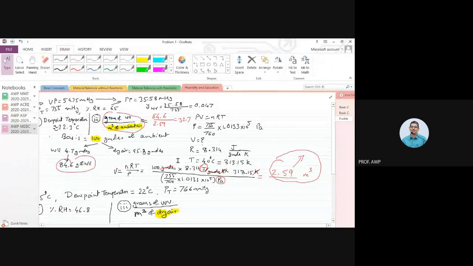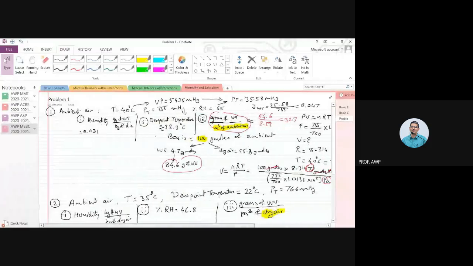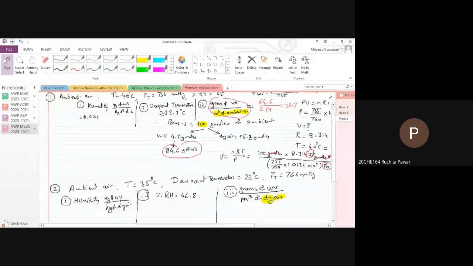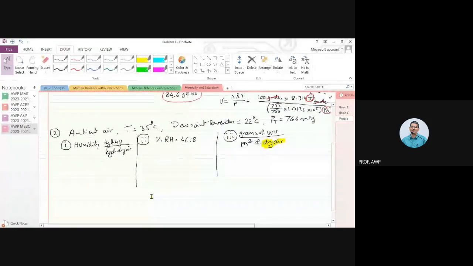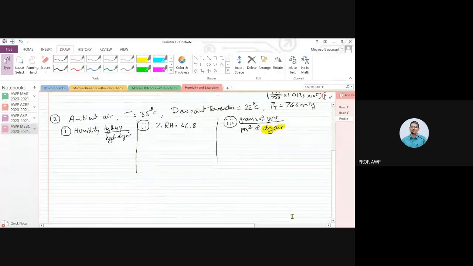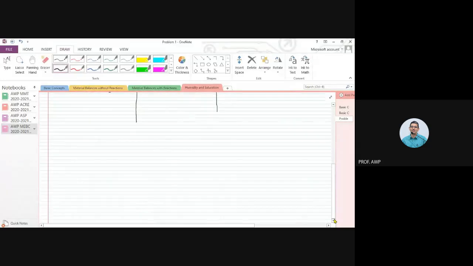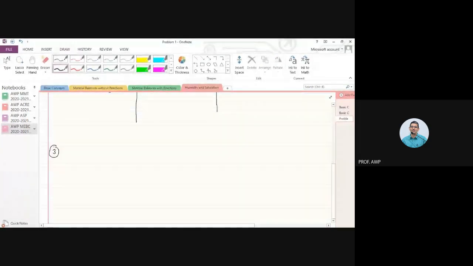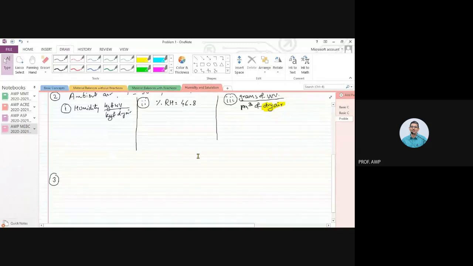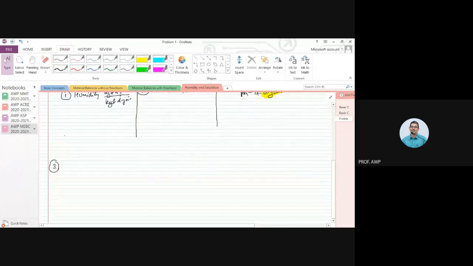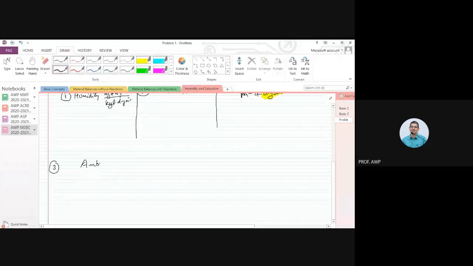All right. Is that okay? Yeah, sir. Okay, so now all of you should be able to do the second problem. I will just give you one more problem and then we can stop for the day. So we will not solve just now. I will just give you the problem. You try solving it. So let's say there is ambient air.